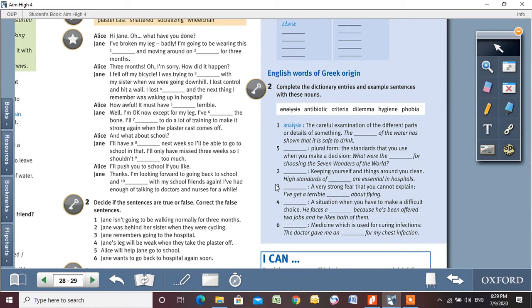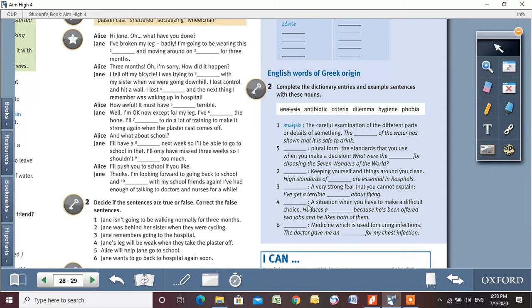Then number 4, what is a very strong fear that you cannot explain? Of course, it's phobia. It's a very strong fear you cannot explain. You don't know why you are scared of this thing. For example, some people are scared of the darkness. Some people are scared of the small and tight places.